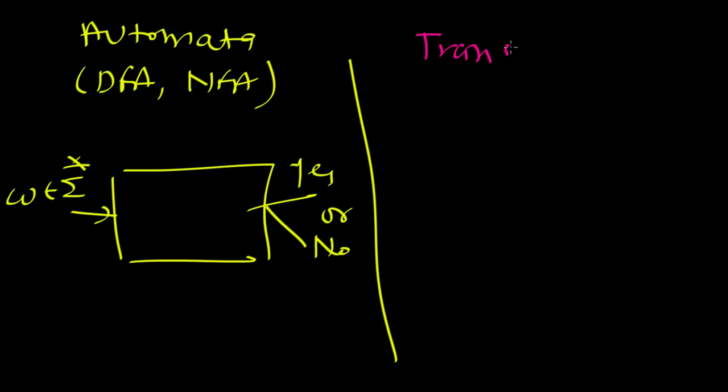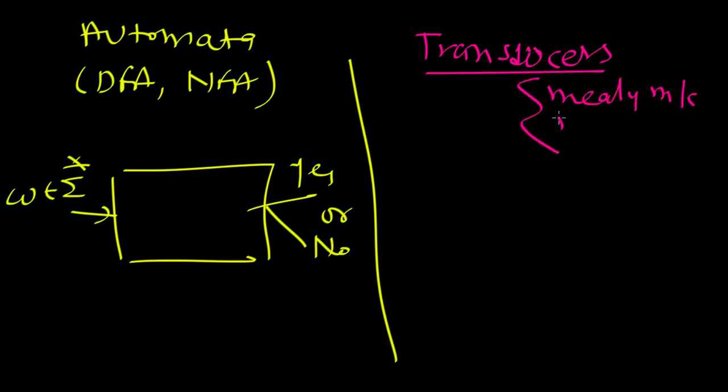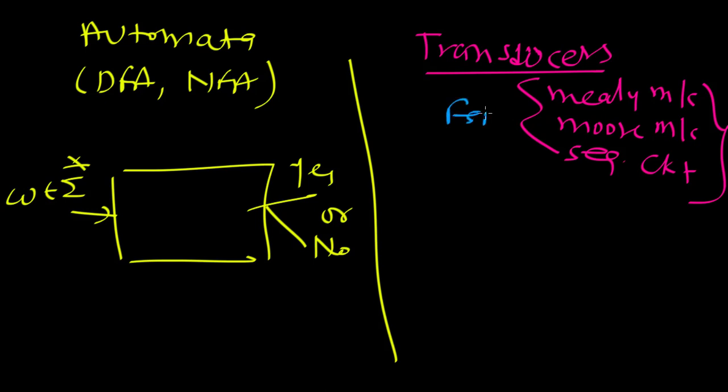But what happens in the transducers? Example, what are the transducers? I told you that Mealy machine is a transducer. I told you that Moore machine is a transducer. I told you a sequential circuit is a transducer. All these things are basically transducers. We are calling them finite state machines. Actually, these are also finite state machines, but these are language recognizers, these are automata. And these are also finite state machines, but they are transducers. Transducers means they compute functions.